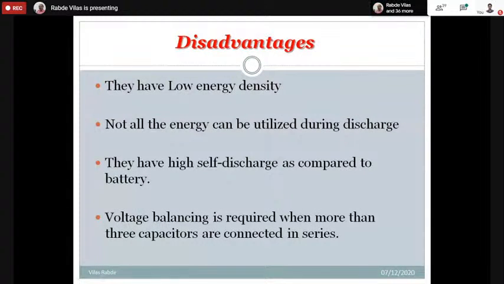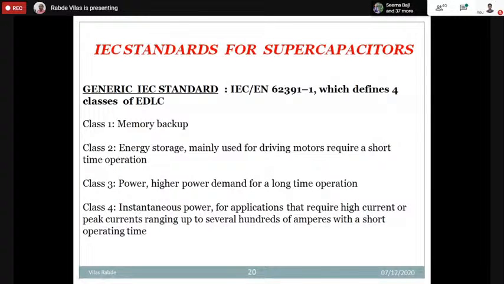So passive balancing can be achieved using resistors across the capacitor. Calculate a little more than the leakage current, and the capacitor will be balanced, and confirm that voltage across each capacitor when connected in series is equal. Otherwise, if a capacitor gets higher voltage, it will be damaged because of the over voltage. So there are certain generic standards available now, because there are huge applications happening in electric vehicles.